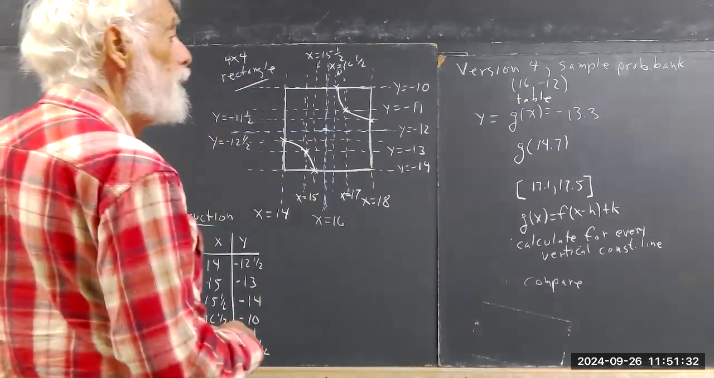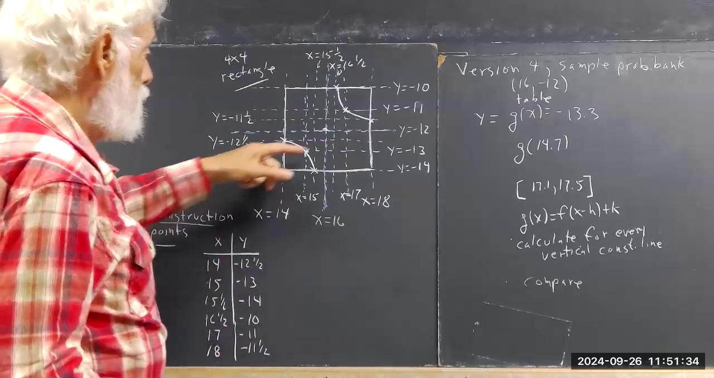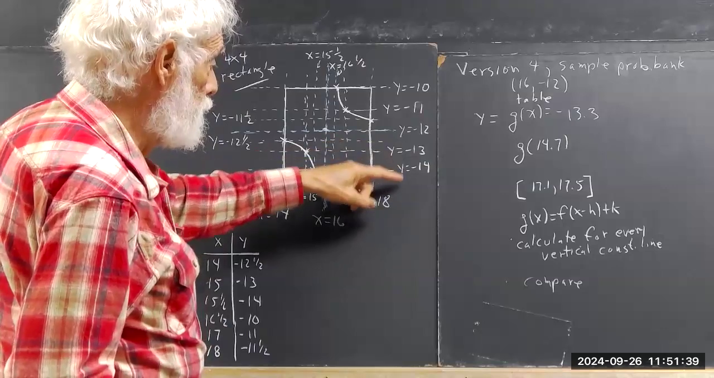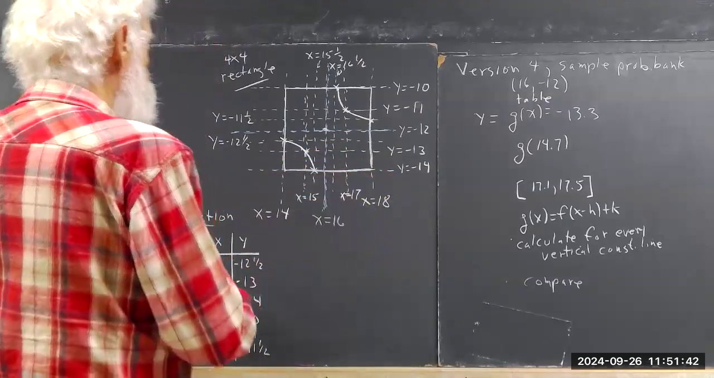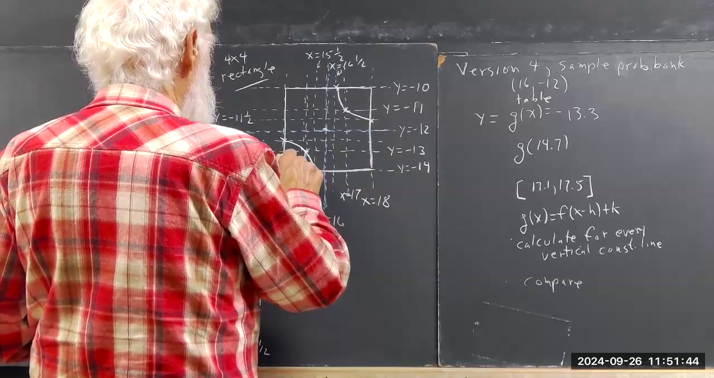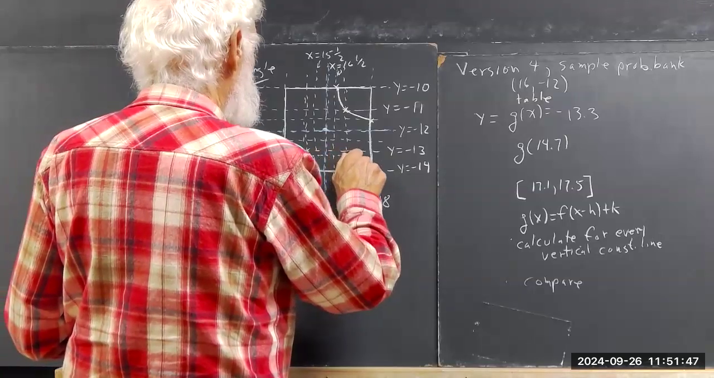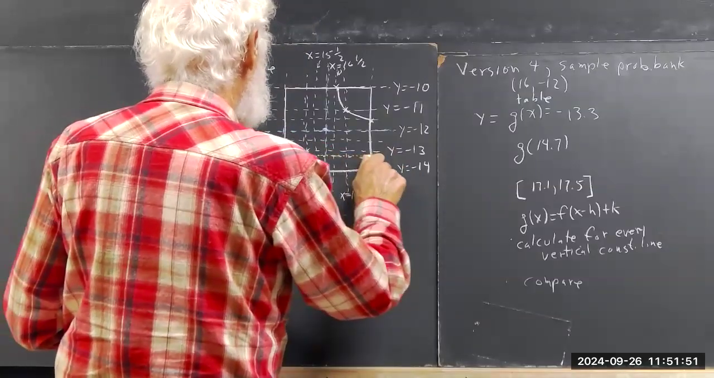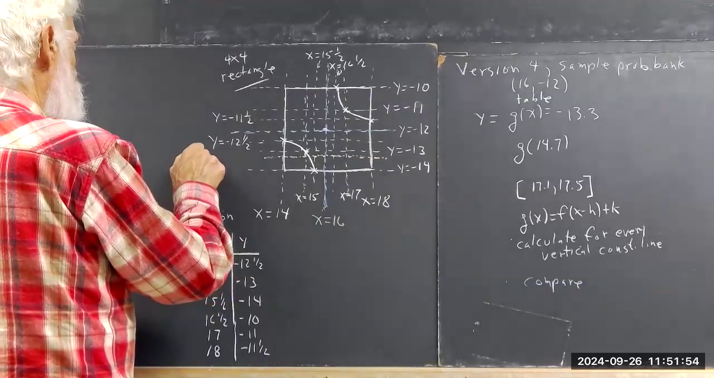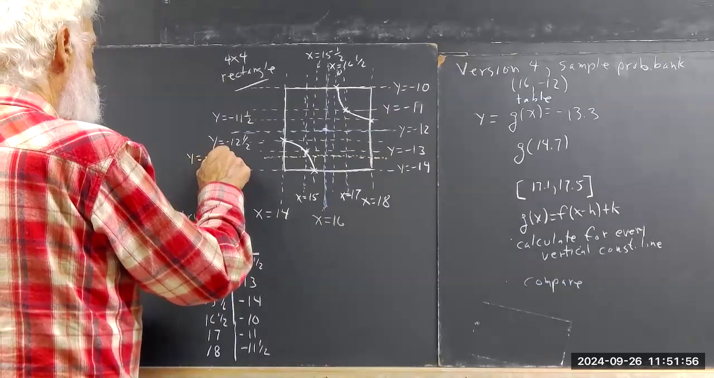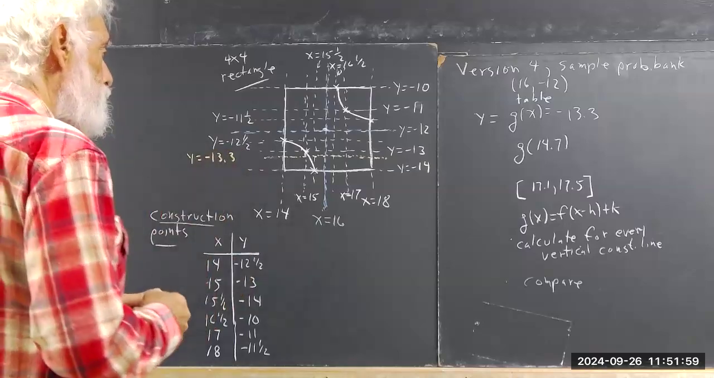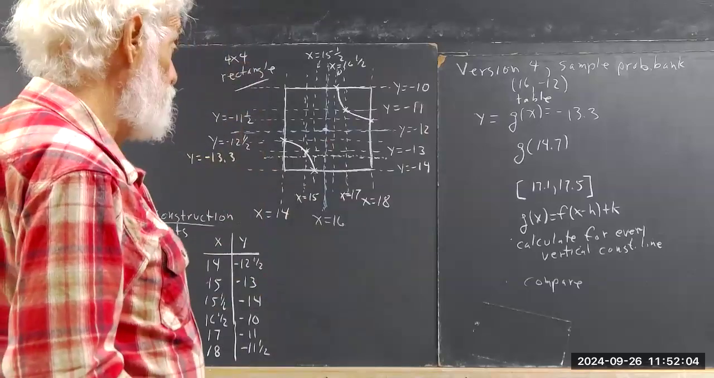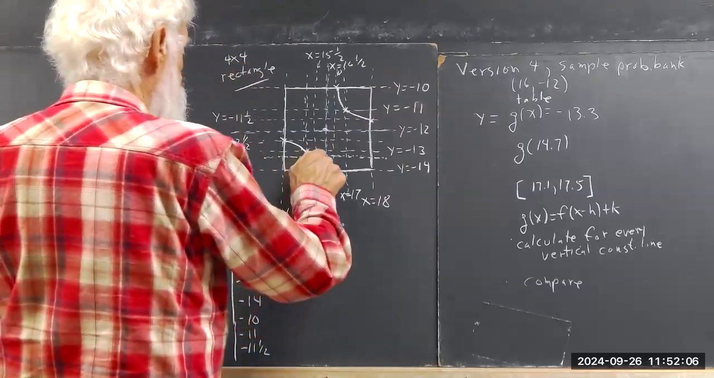But where's -13.3? Here's y equals -13, and -13.3 is between -13 and -14, about a third of the way from -13 to -14. So I'm not sure I've got it exactly right. But this is going to be the line y equals -13.3, where that line intersects the graph of g of x. Well, you have a point right here it is.